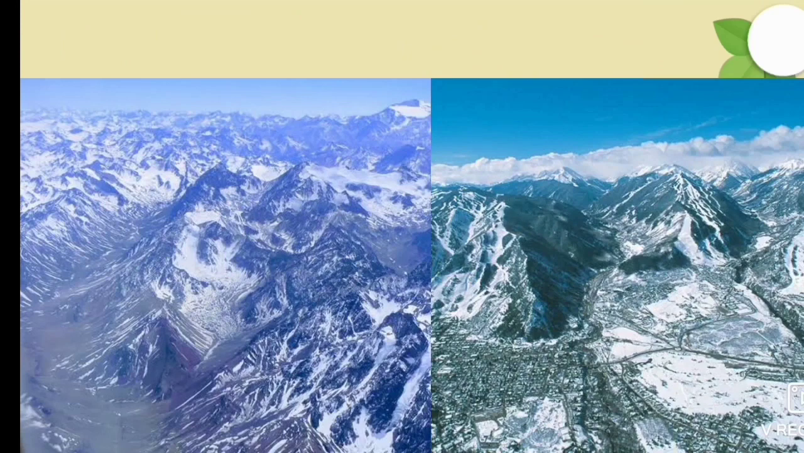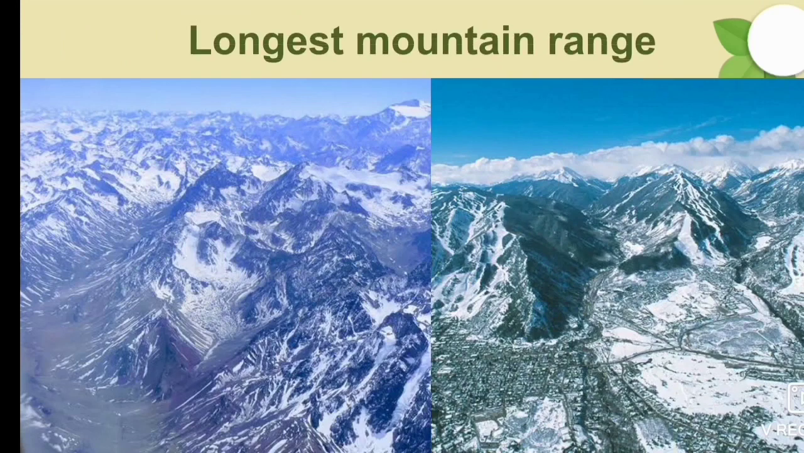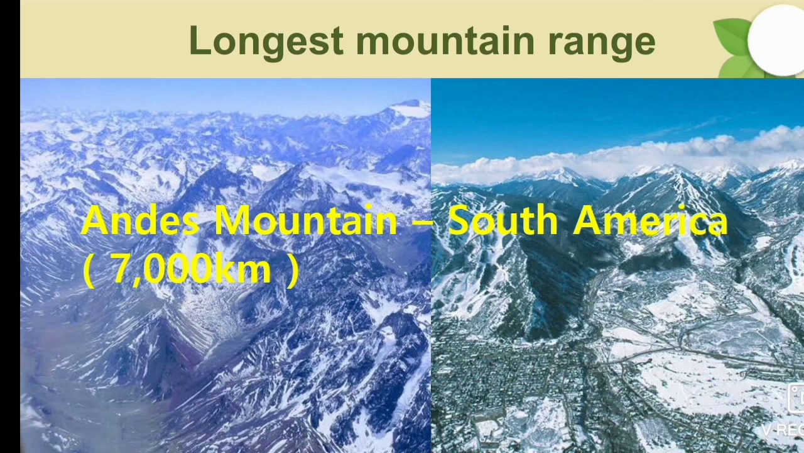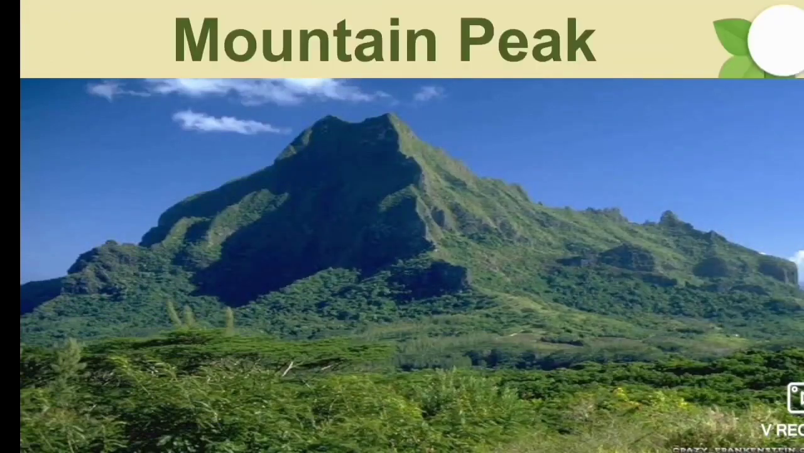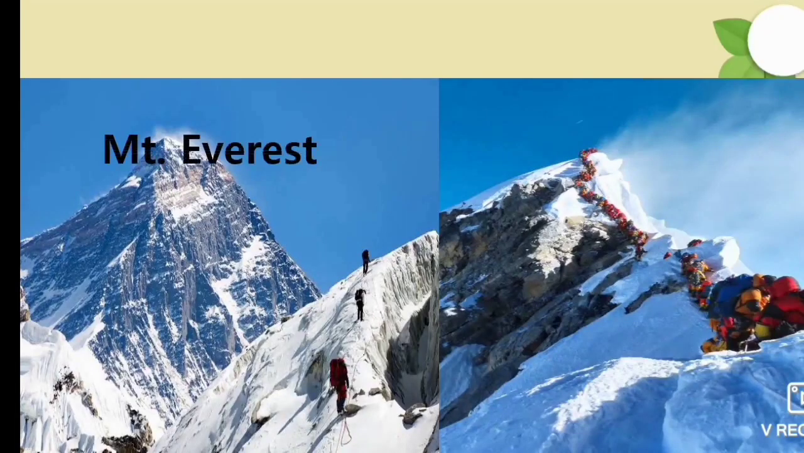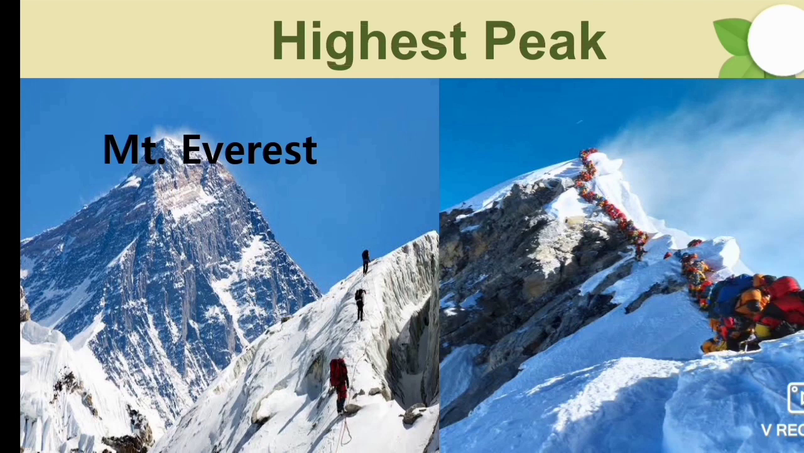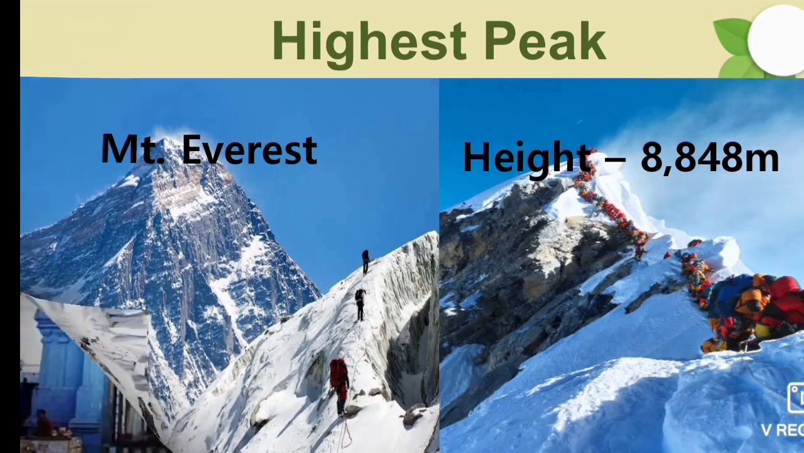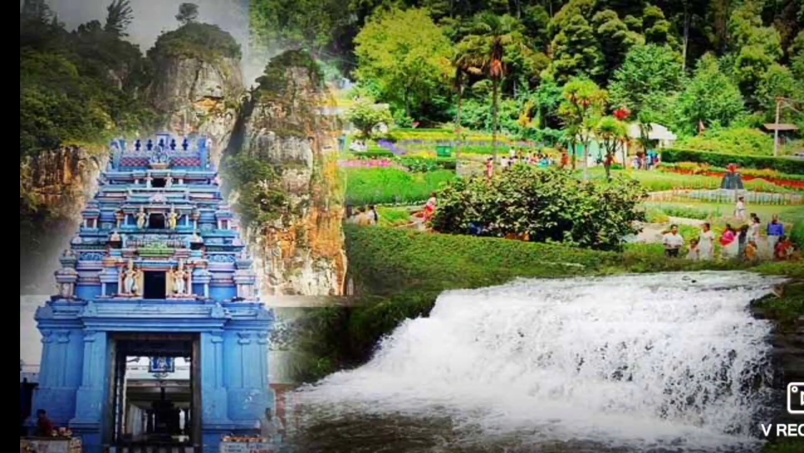Next is the longest mountain range. Andes Mountain in South America is the longest mountain range in the world, and the range is about 7,000 kilometers. Next is mountain peak. The highest point of a mountain is known as its peak. Students, Mount Everest is the highest peak in the world and its height is about 8,848 meters.